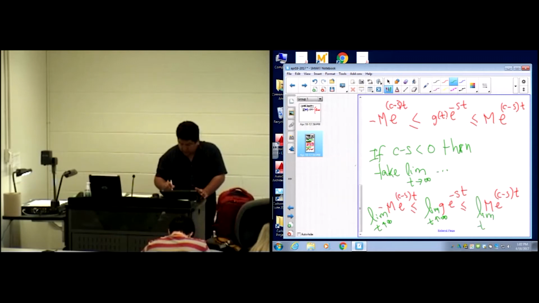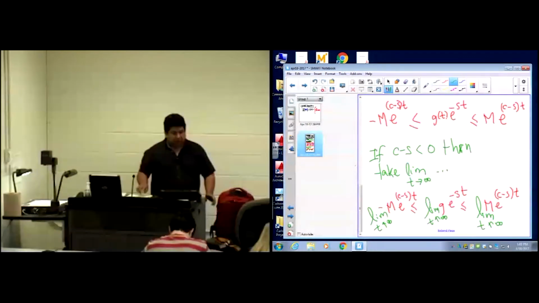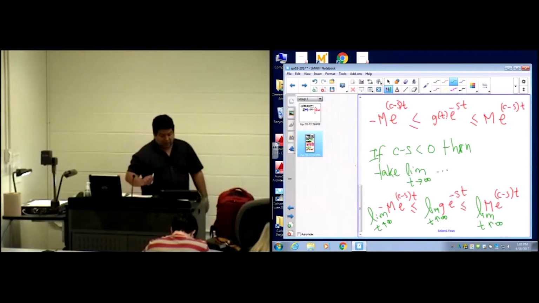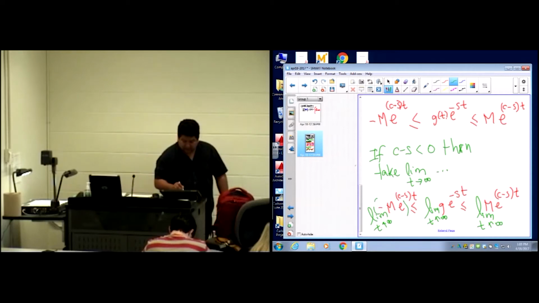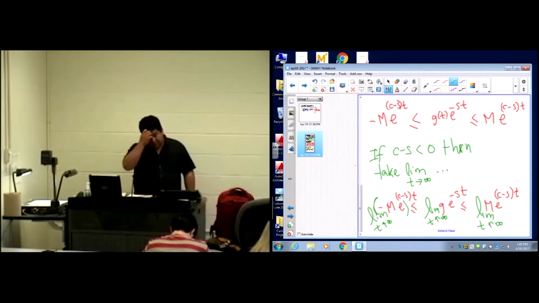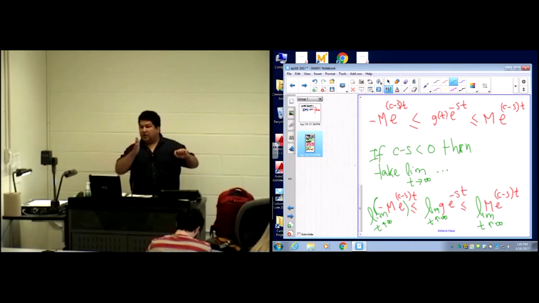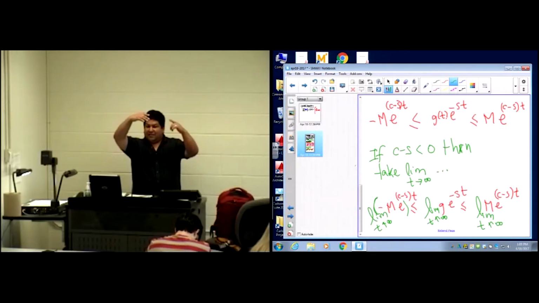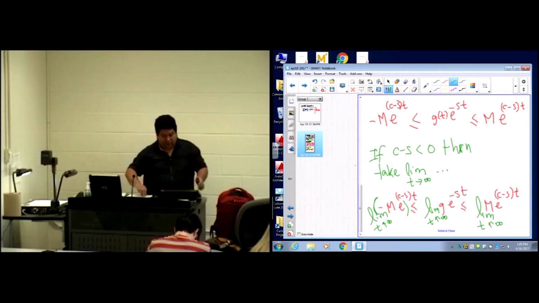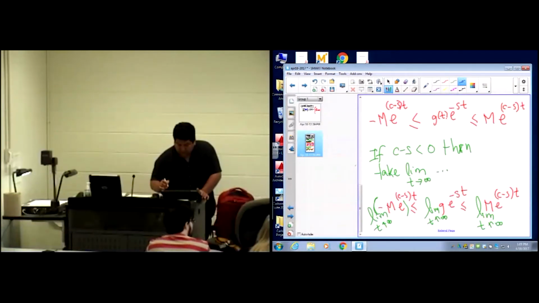With c minus s being negative and t taking positive values going from 0 to infinity, the limit of e to the quantity c minus s multiplying t becomes 0. Okay, so that means that in this exercise of taking the limits, this part here is 0, and so is this part. In other words, we have a trap, like the idea of bread, Swiss cheese, and turkey, and then more bread, right? Trapped like a sandwich.